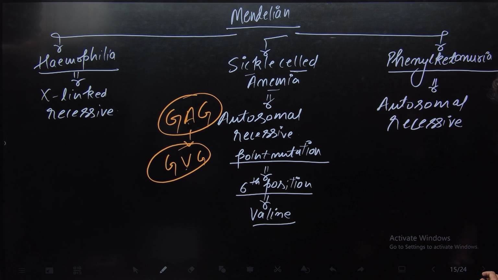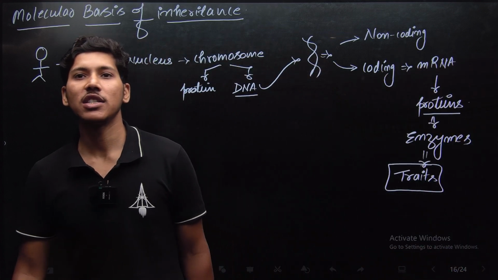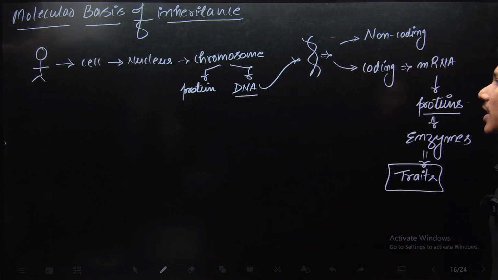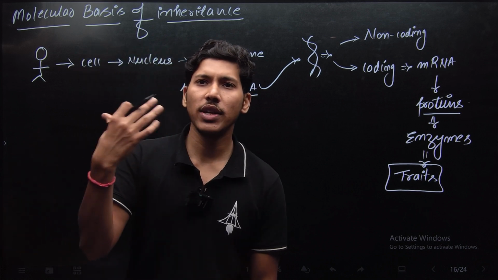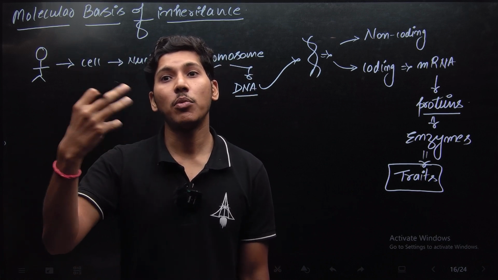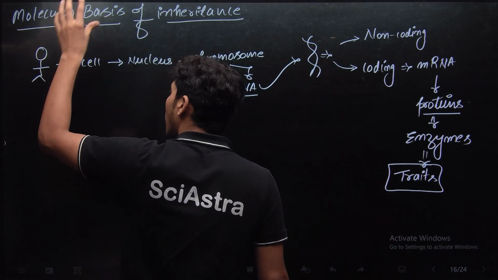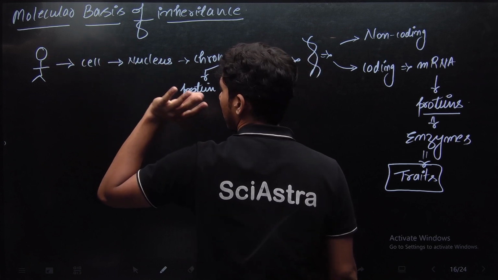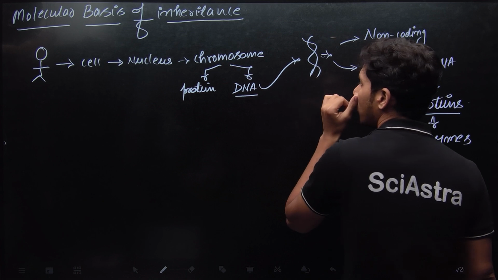Okay, let's move ahead. Now, the next chapter that we have to study is molecular basis of inheritance, in which we'll mainly study how characters are actually expressed at a genetic or molecular level. Let's see. So a human or any individual has a cell, and in the cell we have a structure known as nucleus. Nucleus has chromosomes in them.